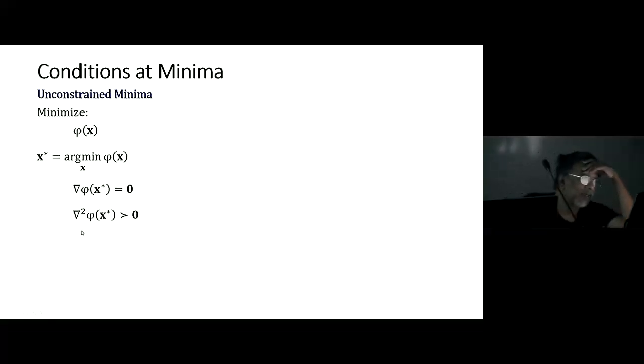The second derivative of phi of X should be positive definite. This is a sufficient condition. Suppose this is not positive definite, but positive semi-definite, it still could be a local minimum. Okay, this is the first order necessary condition. This is the second order sufficient condition.